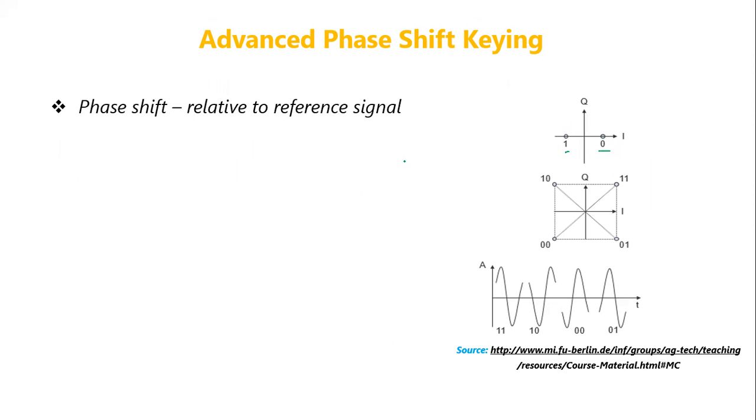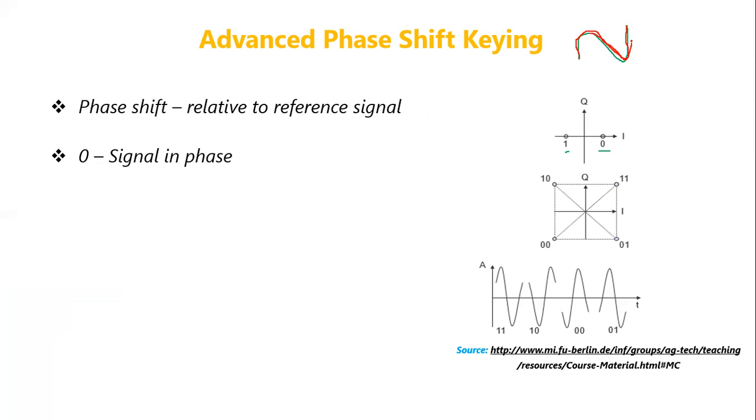And the quadrature phase shift keying technique always works relative to a reference signal. If the signal that you want to transmit is in phase with the reference signal, that is represented with a zero. If it is the same as the reference signal, occurring at the same time and with the same amplitude, then that signal is called in phase. So that is represented with a zero.